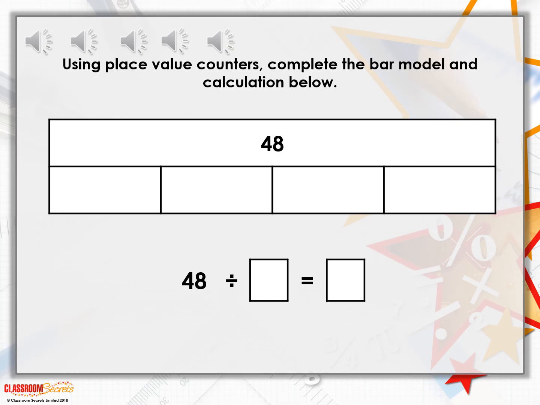Now it's your turn to have a go. So we've got a bar model here. We've done lots of bar models before. So using place value counters, complete the bar model and calculation below. So we've got 48. Now think, is that a whole or is it one of the parts? Well done, it is the whole.